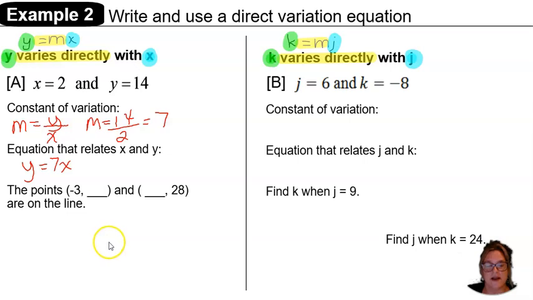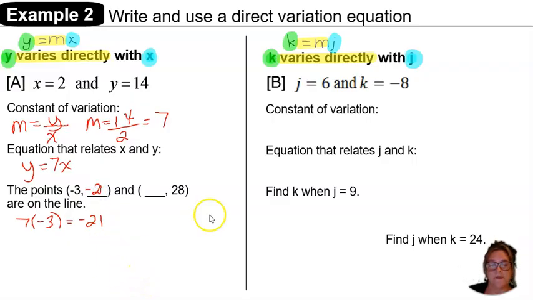So if I want to find two additional points that are on this line, y equals 7x, and the x is -3, then I would put in -3 for the x. So when I substitute -3 for x, multiply it by my constant of variation, the answer is -21. And so the point (-3, -21) is on that graph.